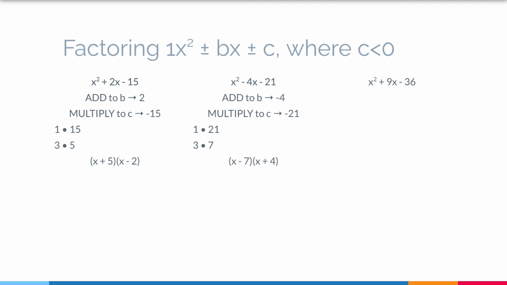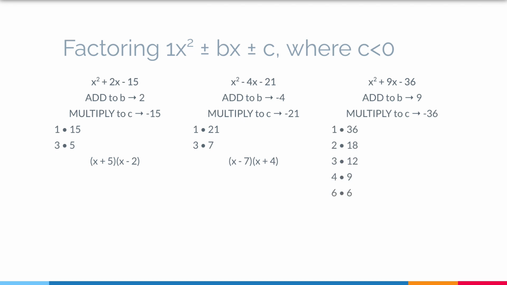Last one, we got b is positive 9, c is negative 36. So we're looking for two numbers that add to 9 and multiply to negative 36. The fact that b is positive tells me that I'm going to have a plus bigger number and then a minus something else in the back. So numbers that multiply to 36, we got 1 and 36, 2 and 18, 3 and 12, 4 and 9, and 6 and 6. We have quite a long list of numbers to choose from.